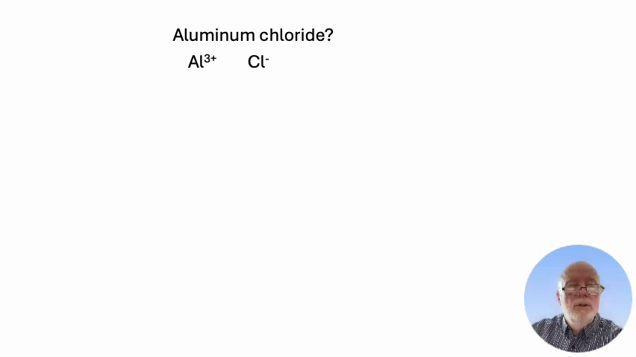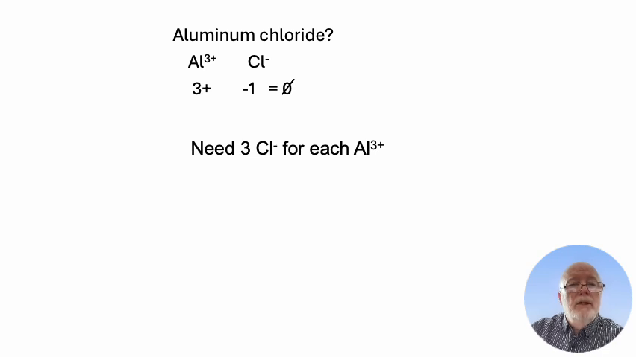Okay, here is the solution to this question. You notice that if I add +3 and -1, I don't get 0. So it's going to need more chlorides. Now, you never want to think of how many more do you need. You want to think, well, how many do I need totally? So I need 3 chlorides for each aluminum. It kind of looks like this. And in this way, +3 and -3 gives me 0. So 1 aluminum and 3 chlorides will do it. So how do I write that in a formula?